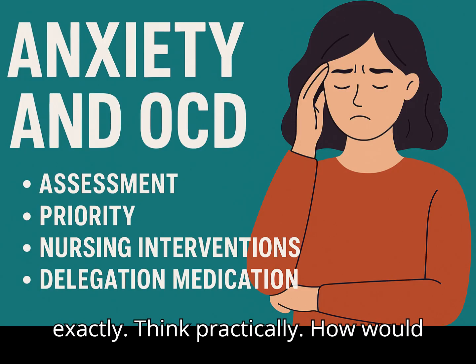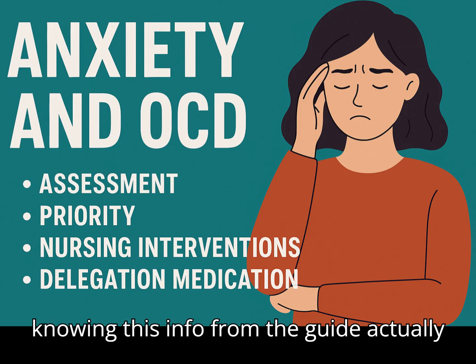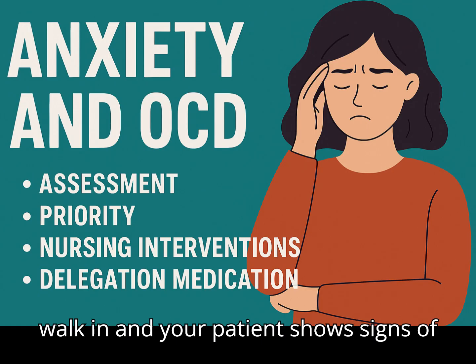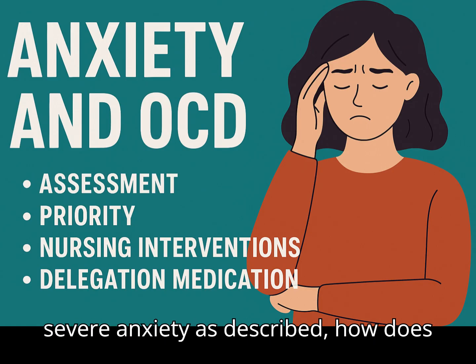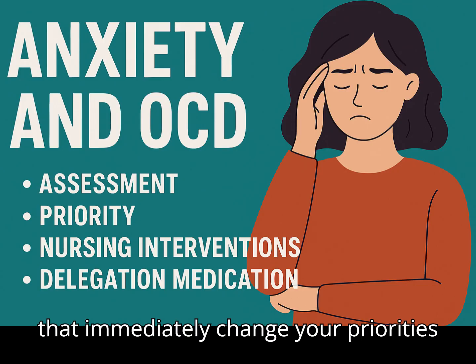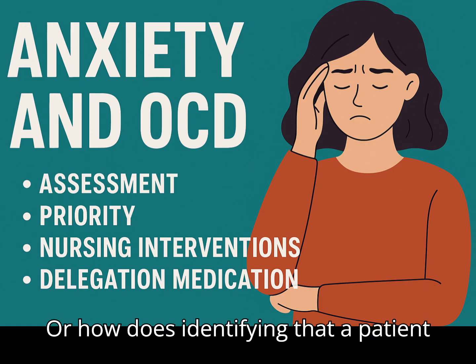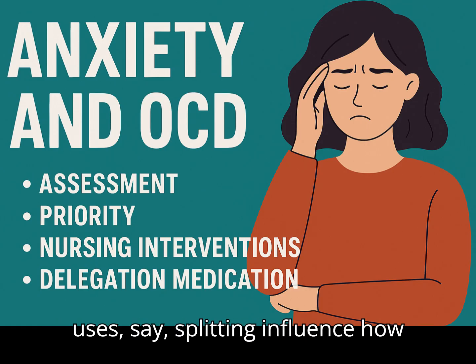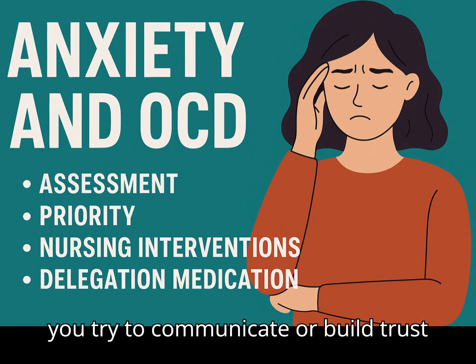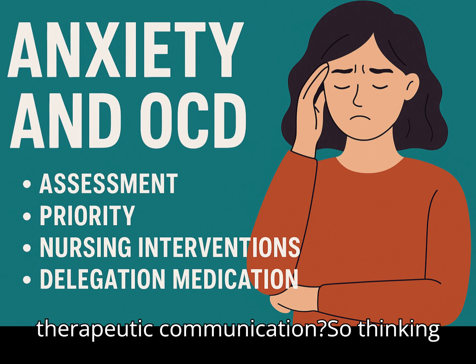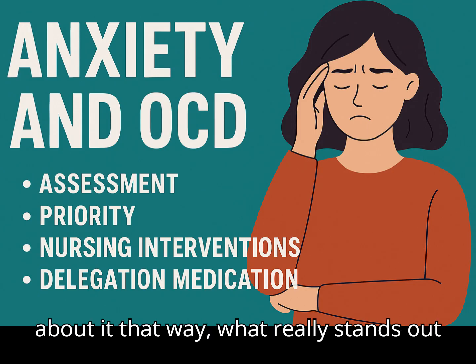Yeah, exactly. Think practically. How would knowing this info from the guide actually change what you do or say? If you walk in and your patient shows signs of severe anxiety, as described, how does that immediately change your priorities compared to someone in moderate anxiety? Or how does identifying that a patient uses, say, splitting, influence how you try to communicate or build trust based on what the guide implies about therapeutic communication?